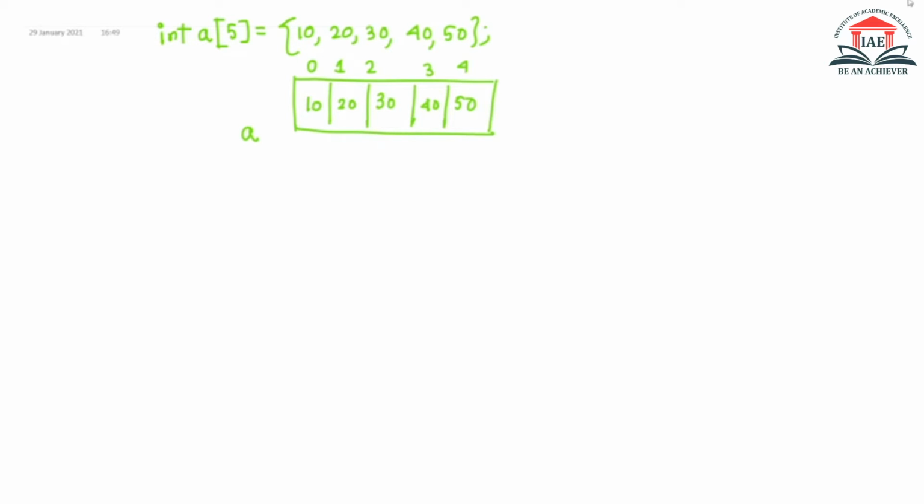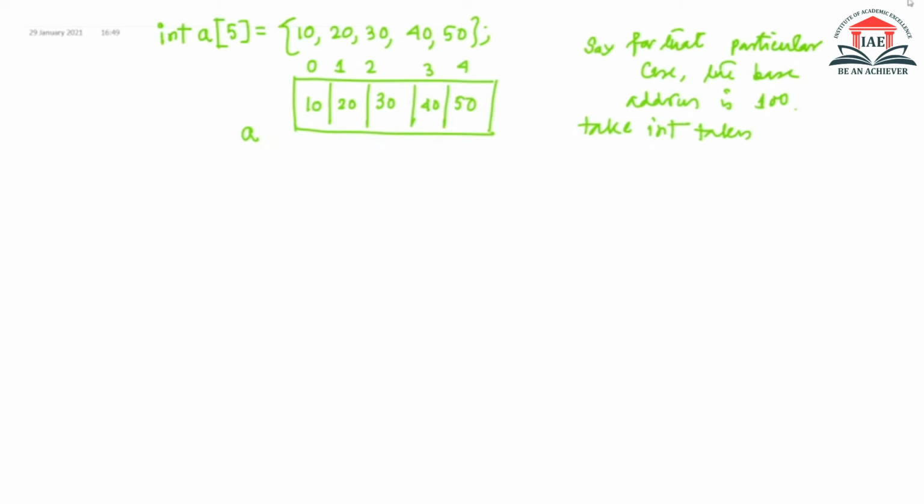Now the array is stored in memory. That means the memory has a base address. What do you mean by base address? That means a starting address. Say for that particular case, the base address is 100.